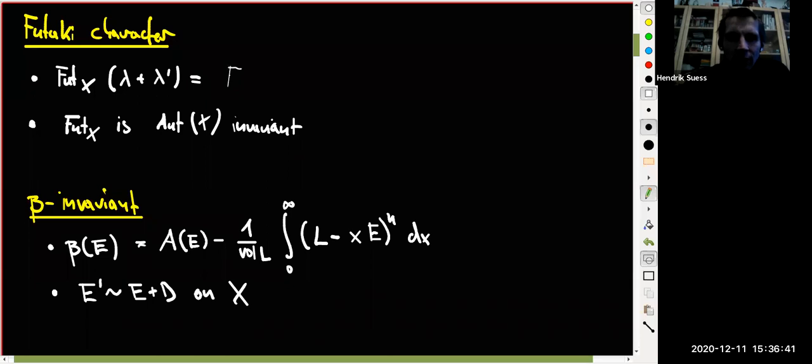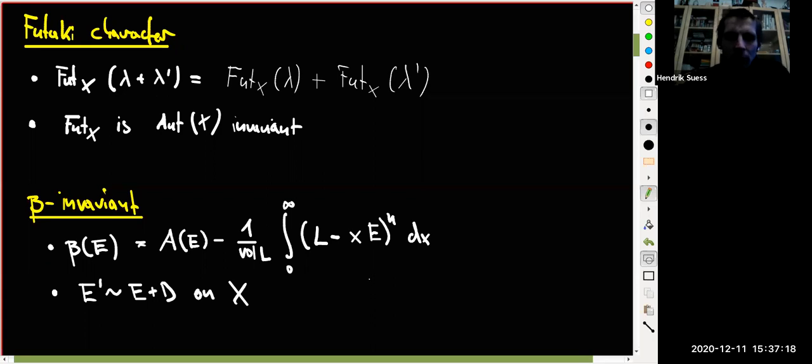And the point here is that it's a character. So it's a linear form on the one parameter subgroups. In other words, this becomes the Futaki character of the first one plus the Futaki character of the second one, which is going to be useful later on. And the Futaki character is invariant under conjugation by automorphisms, which is clear, but will also play a role a little bit later.